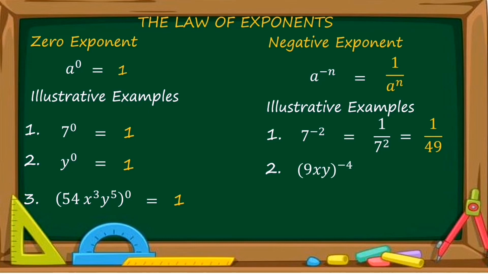Next, the quantity 9xy raised to negative 4 is equal to 1 over the quantity 9xy raised to 4. Simplifying it, it is equal to 1 over 6,561 x raised to 4 y raised to 4. 6,561 is the value of 9 raised to 4.